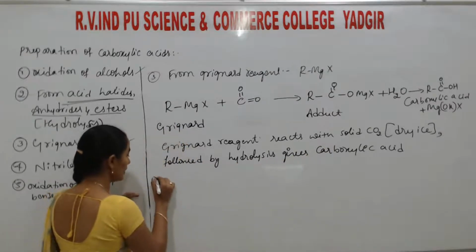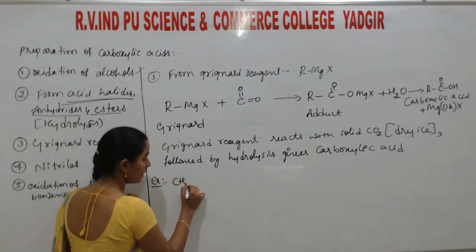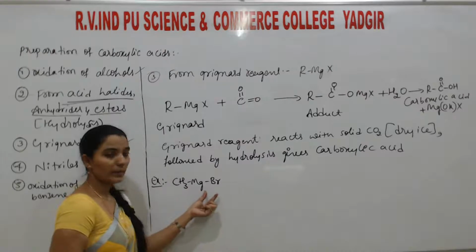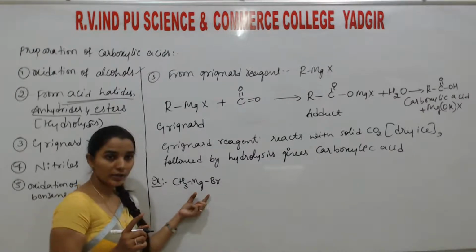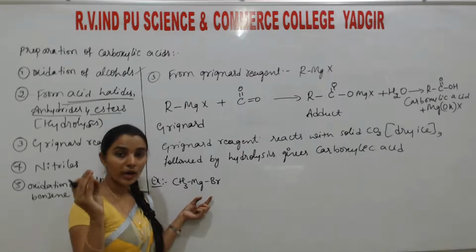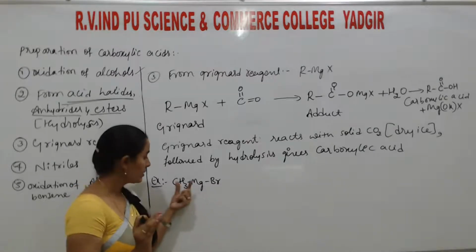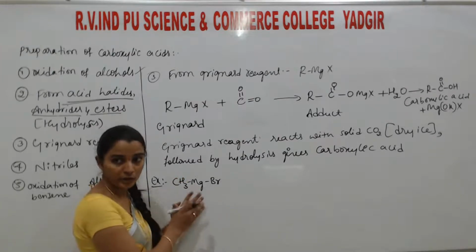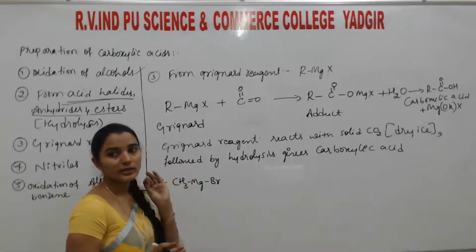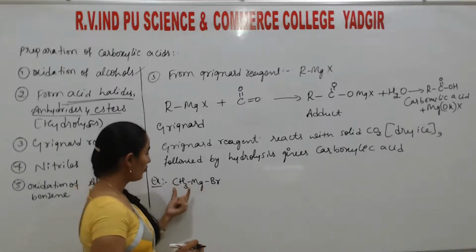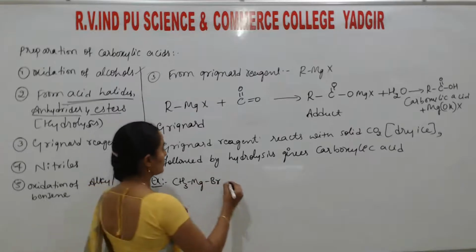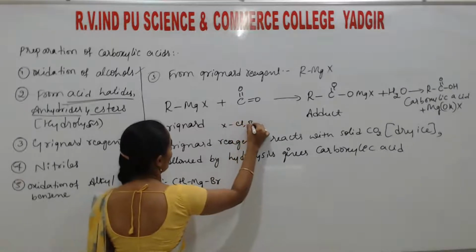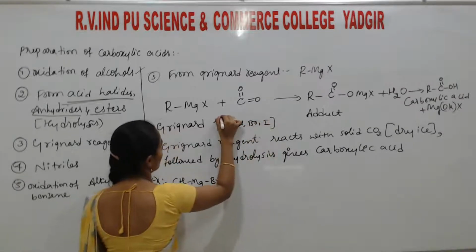So I'll take the example of methyl magnesium bromide. Remember, a Grignard reagent may be formed from bromide, chloride or iodide, but not from fluoride. Methyl magnesium fluoride is not possible because fluoride cannot form a Grignard reagent. Only chlorides, bromides and iodides are used. So here X may be Cl, Br, I. Remember that.